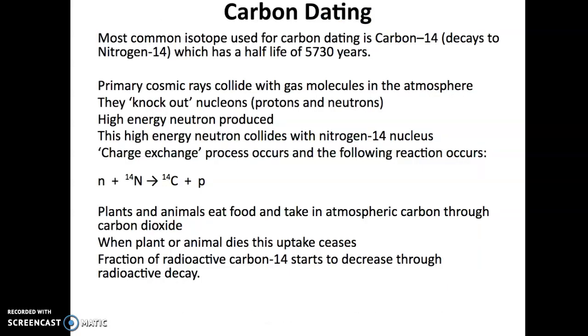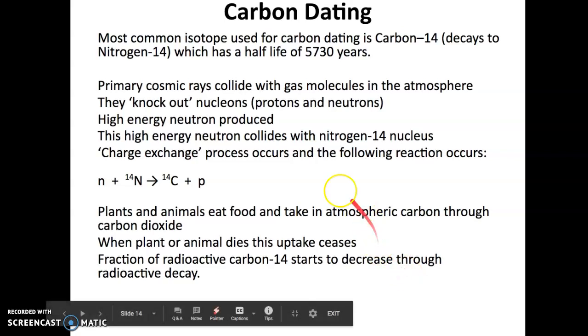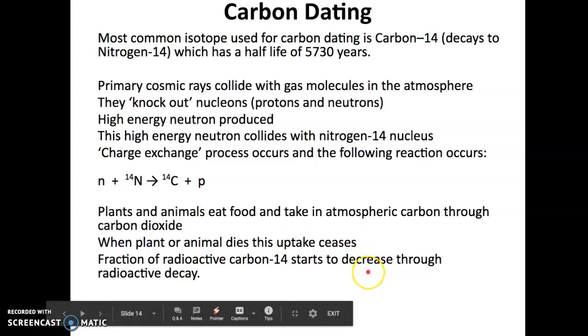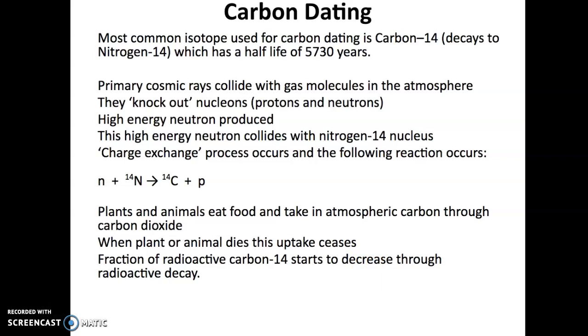Last effect is carbon dating. So cosmic radiation can cause nitrogen-14 to become carbon-14 by a high-energy neutron, and that carbon-14 is radioactive and will decay over the half-life of 5,730 years. And so what happens is living things take in that radioactive carbon-14 through photosynthesis. When the plant dies, that uptake ceases and then it starts to decrease. And that's how archaeologists can date things, because of the amount of carbon-14 in any wood or plant matter.